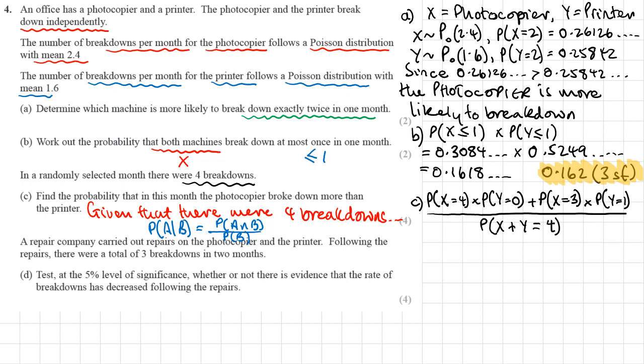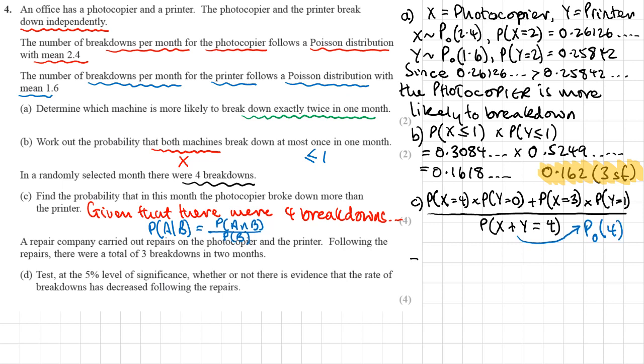So we can add our 2 lambdas together for this part here, the sum of independent variables. So this bottom bit is going to have a Poisson of 2.4 plus 1.6, so it's going to have a Poisson of 4.